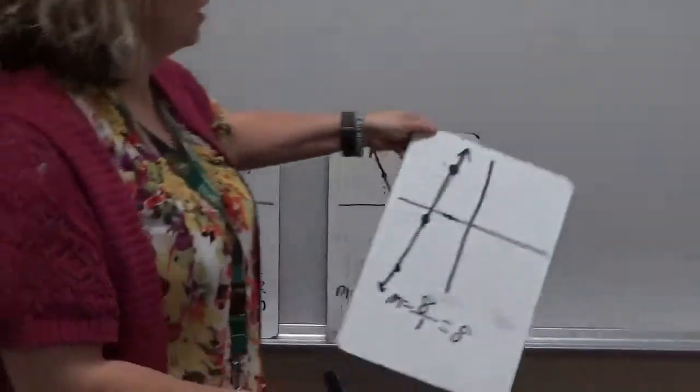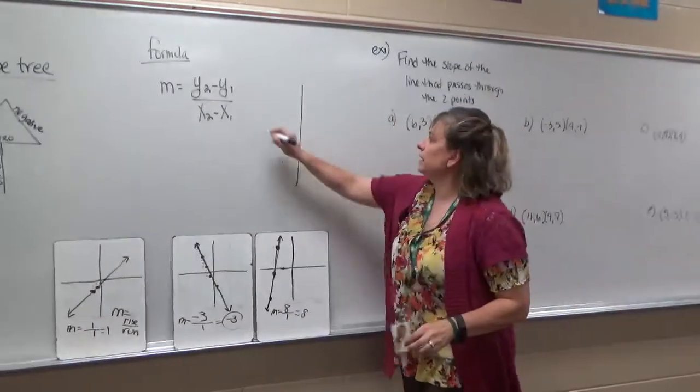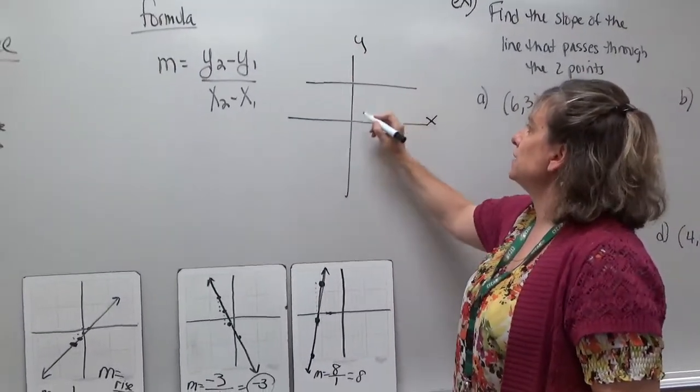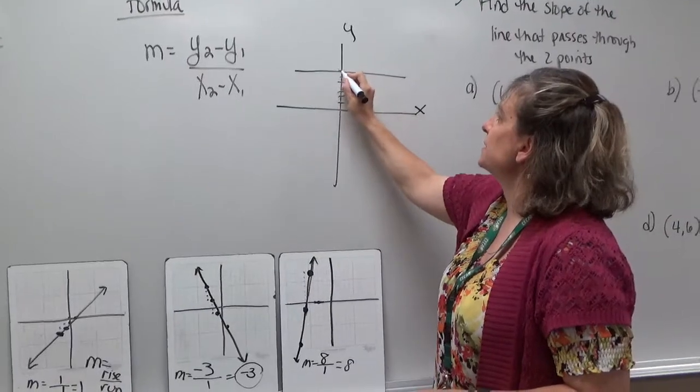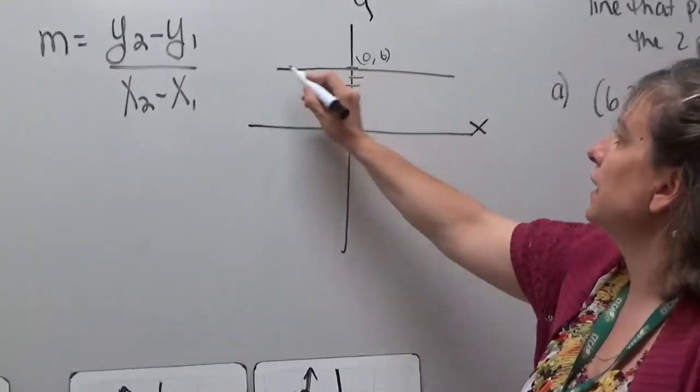Okay? All right, so what if I had a line that looked like this? This is my XY axis. And I had a line, let's see, that's 1, 2, 3, 4, 5, 6. So this point is 0, 6. And I had a line like this.